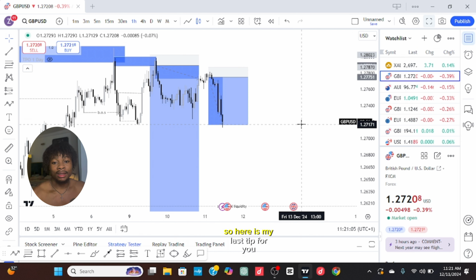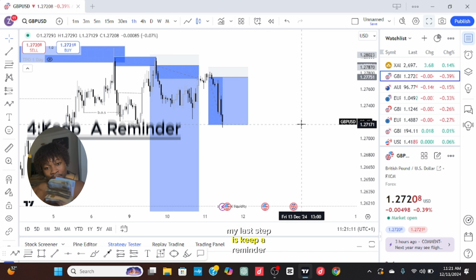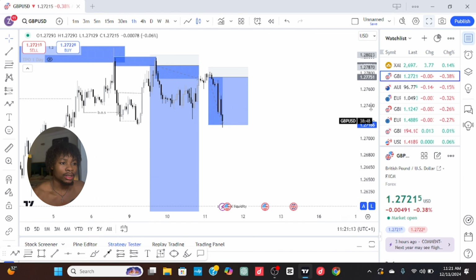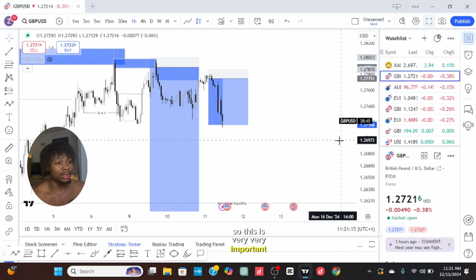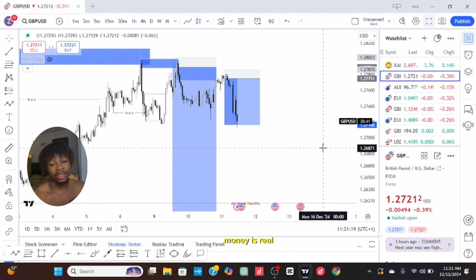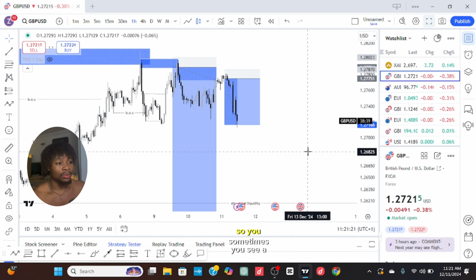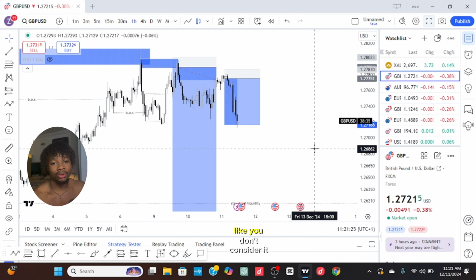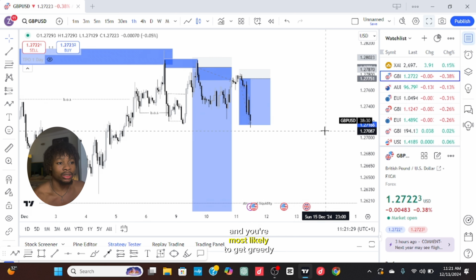So here is my last tip for you. My last step is to keep a reminder. This is very important. When you are trading, you are more likely to forget that money is real. So sometimes you see a number on the screen and you don't consider it real, and you're most likely to get greedy and then end up losing everything at the end of the day.